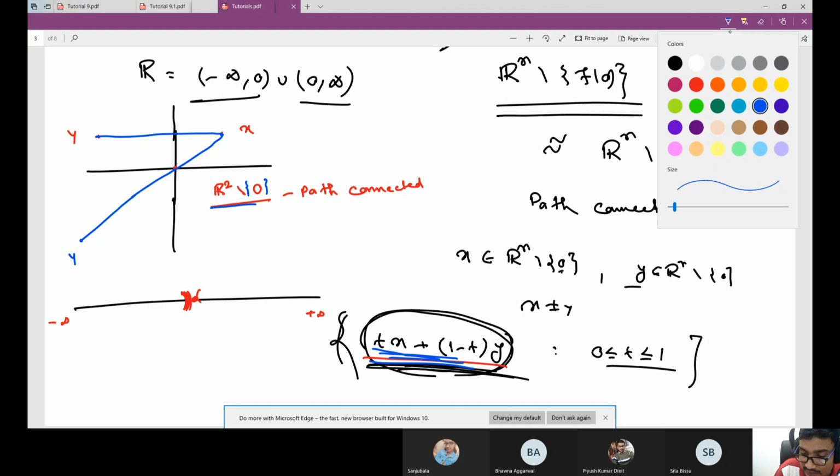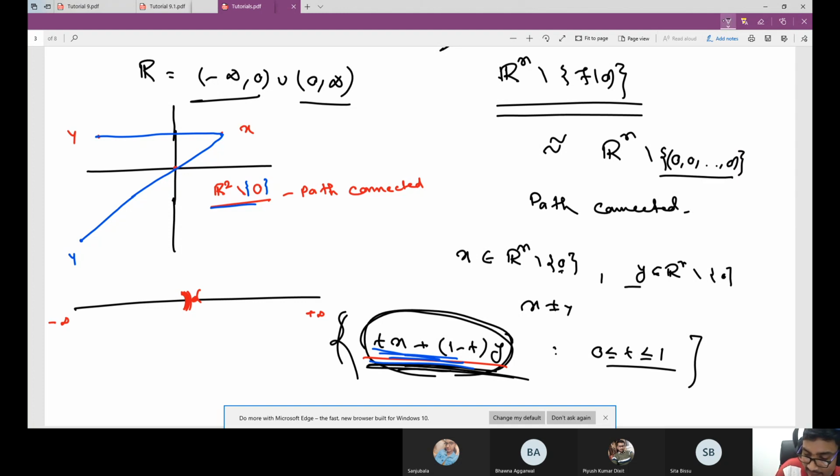To work with this kind of lines, you need to take another point, say Z from here. Now you join the line segments YZ and ZX. Okay, and so you have a path from X to Y.